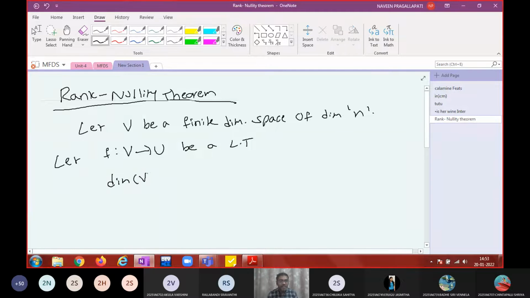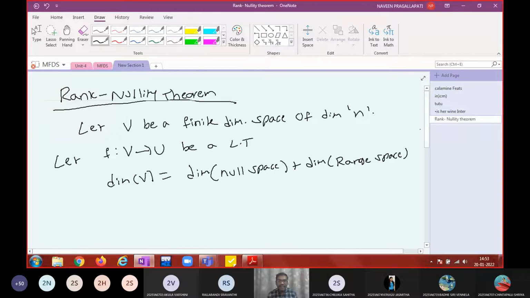the dimension of V is equal to the dimension of the null space plus the dimension of the range space, or you can say the image space.